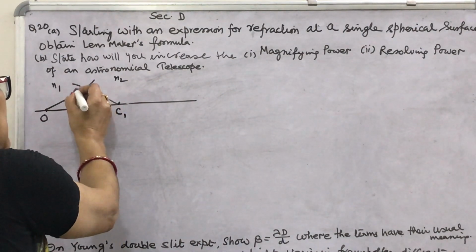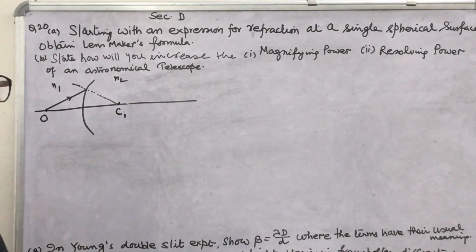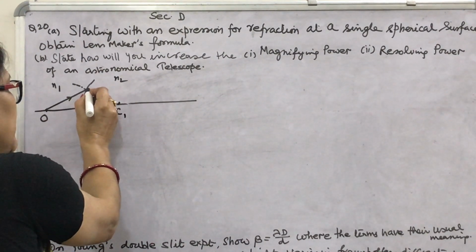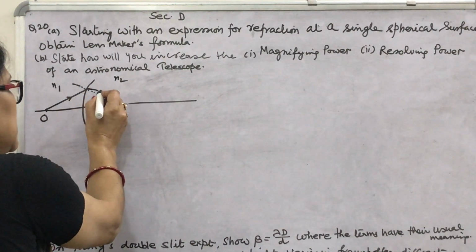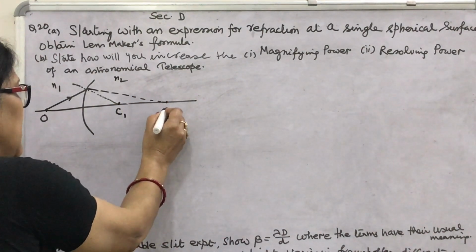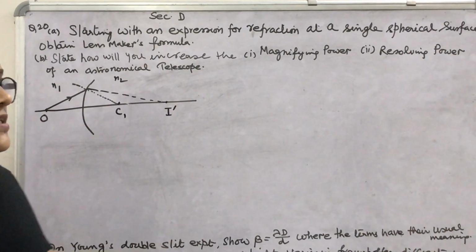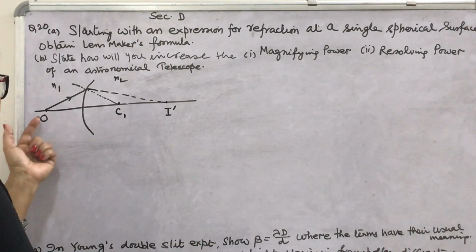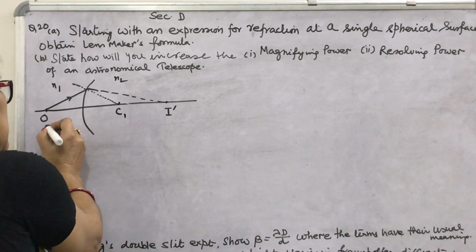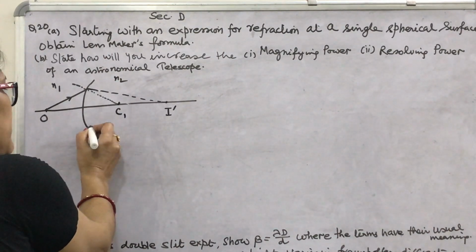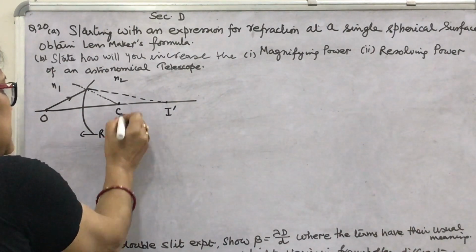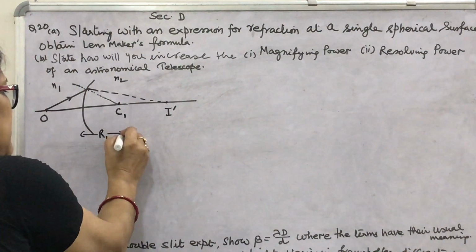What will be this angle? Angle of incidence. Then in the denser medium, in the glass, the angle of refraction will be less than the angle of incidence, and suppose the final image obtained by this first surface is at I dash. So, object O, its image is at I dash. This is the object distance, this is R1, the distance of this radius of curvature till the point C1.